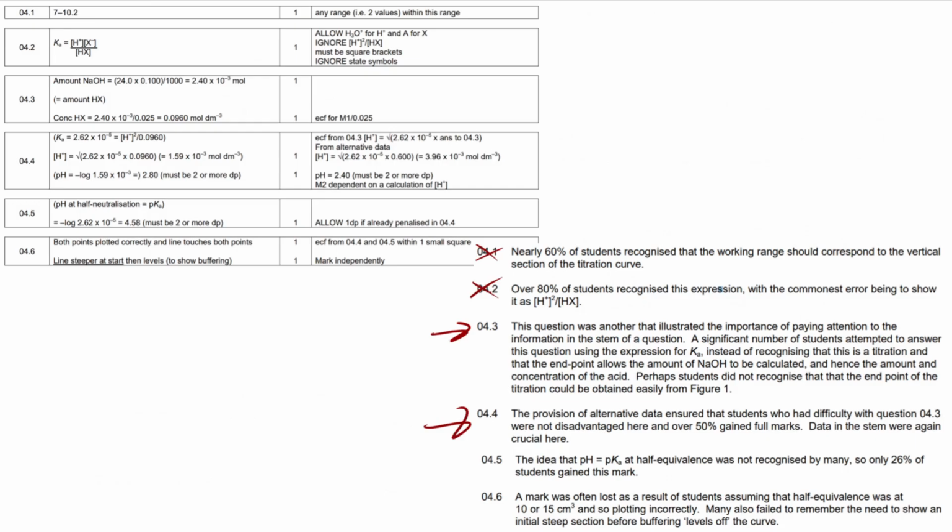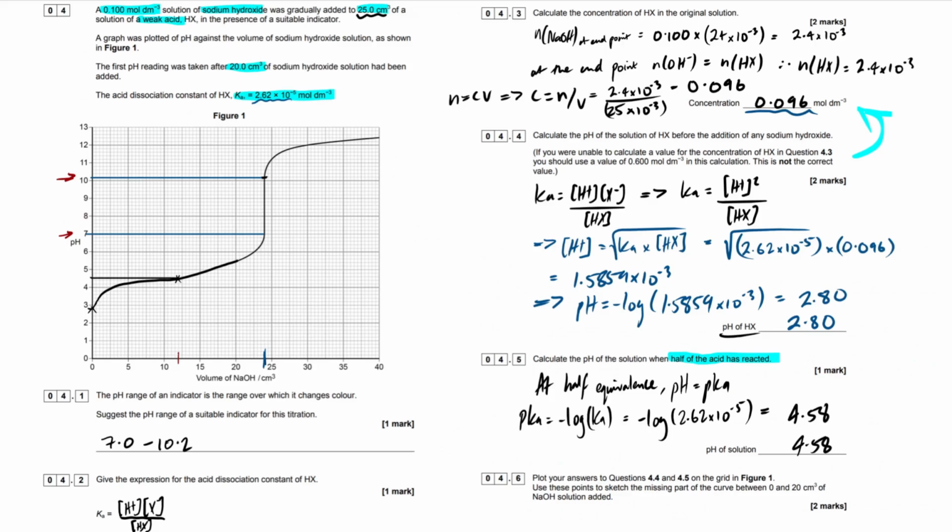Next up, what do we have here? 4.5. The idea that pH equals pKa at half equivalence was not recognized by many, so only 26% of students gained this mark, okay? Not the end of the world, only a 1 marker, but it allows you to work out the remainder of this question here, 4.6, and plot it on the graph, okay? So really do your best for remembering this, okay?